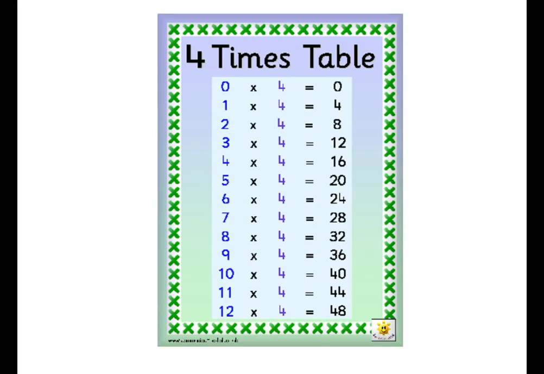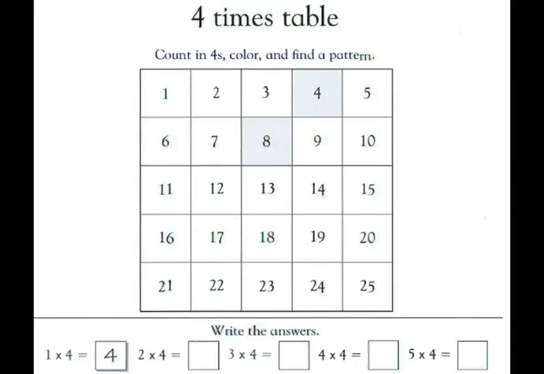I can also look for patterns of 4s on the times table. I'll start by circling every 4th number on the table. 1, 2, 3, 4. 1, 2, 3, 4. 1, 2, 3, 4, and so on until I get to the end of my table.